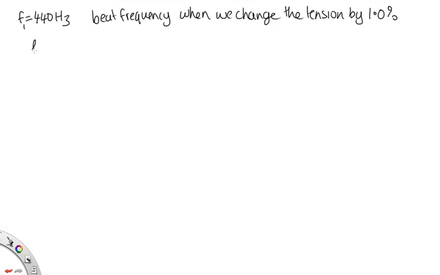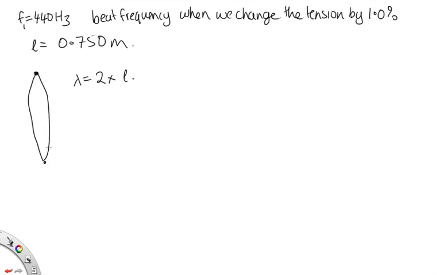So we're told that the length of the string is equal to 0.750 meters. Now as this is a string, we're considering the fundamental, the wavelength is equal to 2 times the length. This is half a wavelength here. Here's L. And so this is 2 times 0.750, which is equal to 1.50 meters.